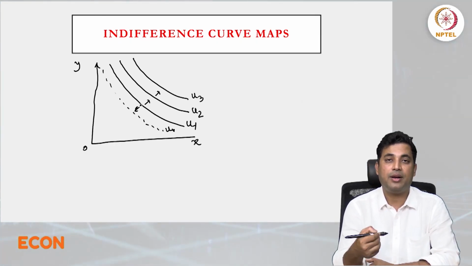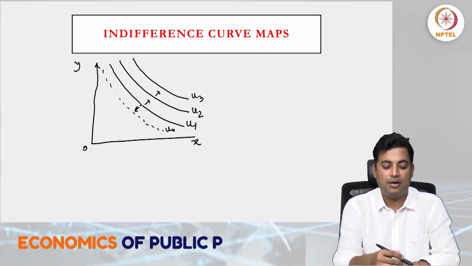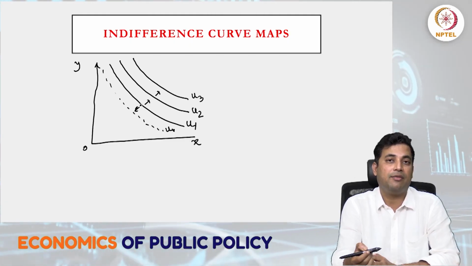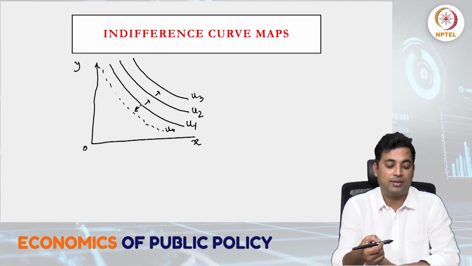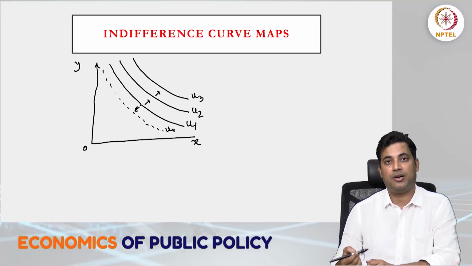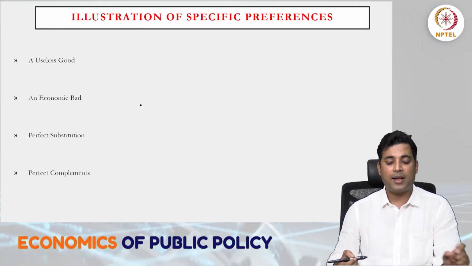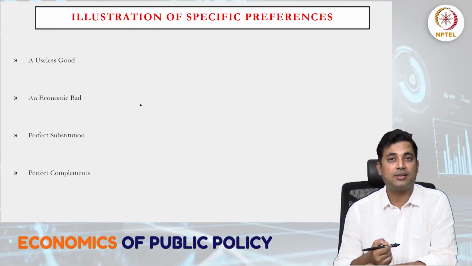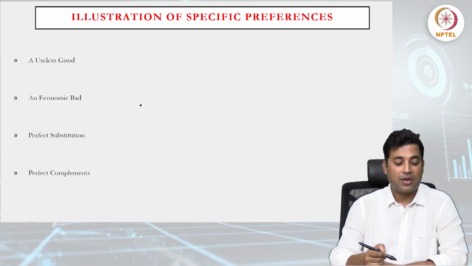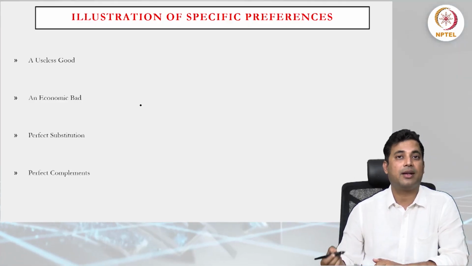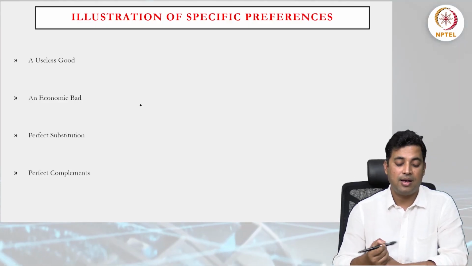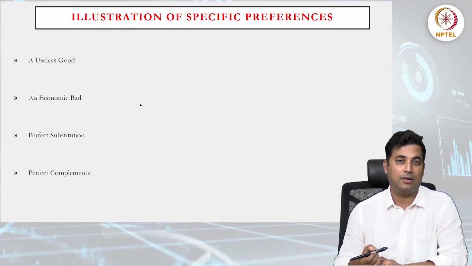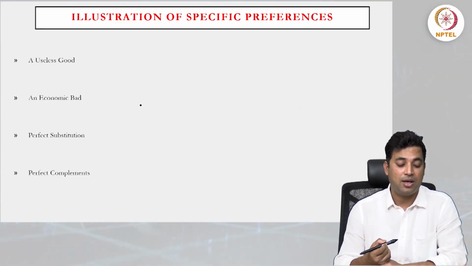If we move down, it is a lower level of utility. So indifference maps will certainly guide how this y and x are related. Now there are some specific preferences, and then we can actually draw certain different kinds of commodities, where the utility or indifference maps will be different.